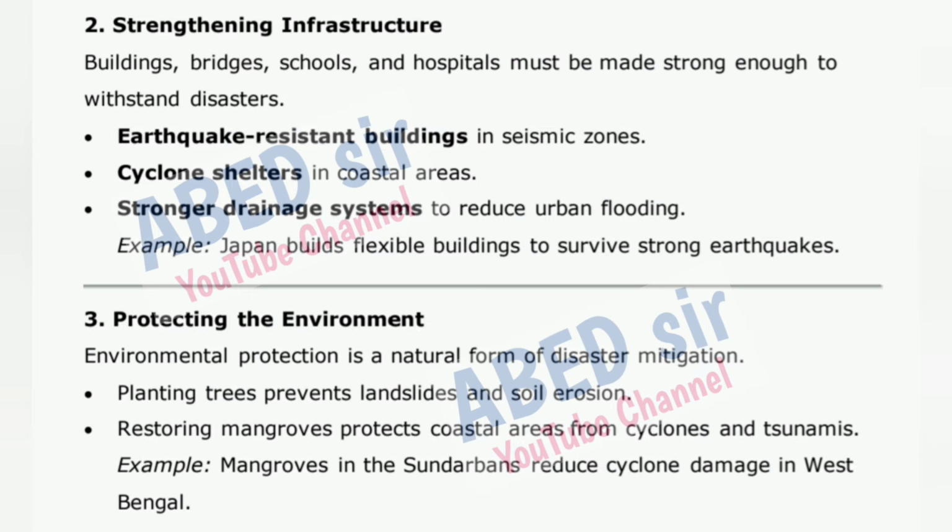3. Protecting the environment. Environmental protection is a natural form of disaster mitigation. Planting trees prevents landslides and soil erosion. Restoring mangroves protects coastal areas from cyclones and tsunamis. Example: mangroves in the Sundarbans reduce cyclone damage in West Bengal.